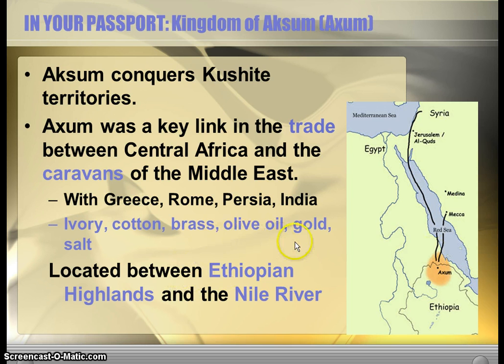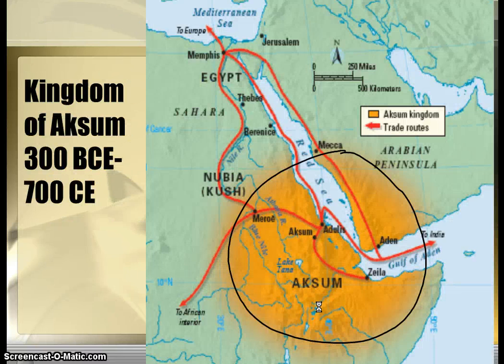The goods listed here are all things that cost a lot of money, and so they were good for trading because people got wealthy from trading them. You should definitely include trade as one of the big ideas in your passport. Let's pause the video here and put the kingdom of Axum on your map.